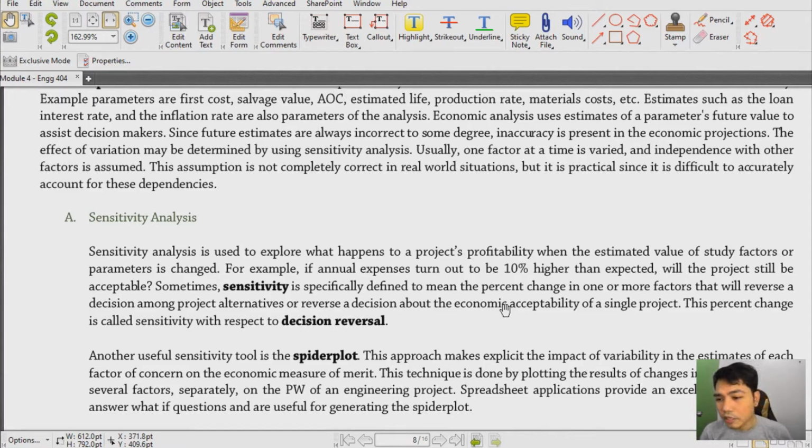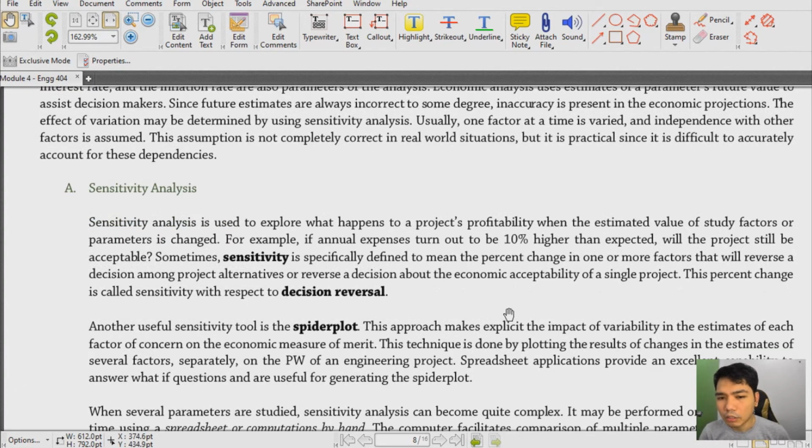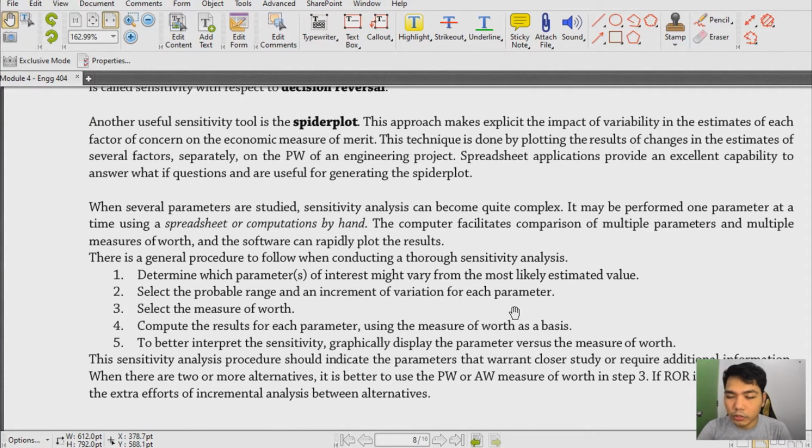So itong decision reversal na to, parang actually kinocompute natin to before. If you could remember yung mga present worth natin, ginagawa natin zero just to determine kung ano ba yung number of years wherein we'll start to have the profit. So usually, this is that point sa decision reversal natin. And the difference between this sensitivity and then yung mga kinocompute natin before is that we're trying to see the changes from the interval or the range that we're given. So a sensitivity analysis in general could be summarized by these 5 steps.